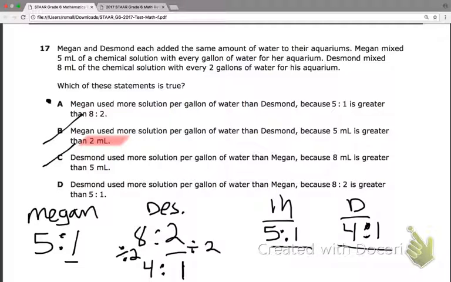And then D. Desmond used more solution per gallon of water than Megan because 8 to 2 is greater than 5 to 1. Well, we reduced 8 to 2 to be 4 to 1 and saw that 5 to 1 is greater than 4 to 1. So that can't be it. So we're left with A as our answer.